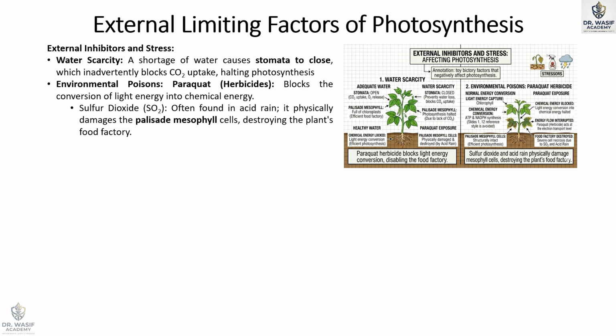So when a plant is thirsty, it closes its stomata to prevent water loss. It is trying to save itself from drying out, but in doing so, inadvertently blocks carbon dioxide from entering the leaf. So a lack of water indirectly makes carbon dioxide a limiting factor.